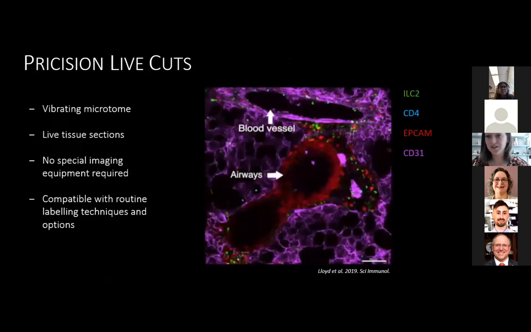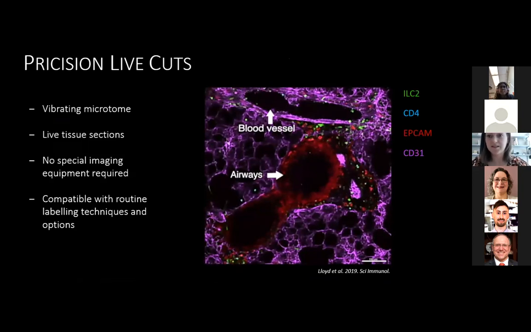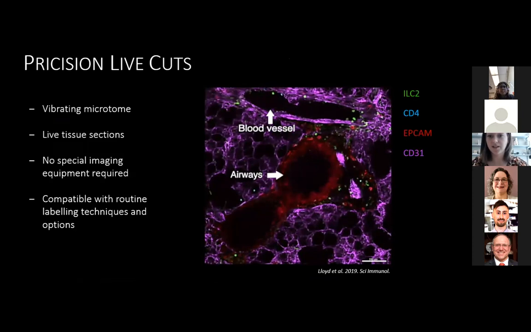Something else that's actually very interesting is precision live cuts. So instead of having a special light sheet microscope where you can cut out an entire organ and image the entire organ, you can actually use a vibrating microtome to section out live pieces of tissue. In this example, it's a section of lung tissue with immune cells going through the tissue and the airways and the blood vessels. So you don't need any special equipment. This video was taken on a regular confocal microscope, and it's compatible with routine labeling techniques.